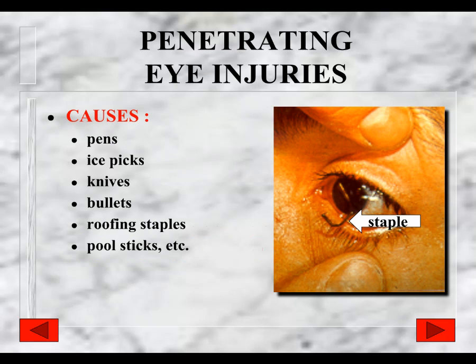Penetrating injuries. I've actually seen not a staple, but a fish hook in an eye. So penetrating injuries are when something actually goes into the eye and causes damage. Once again, we're in a farming community, so we see lots of welding injuries to the eye where slag will get in the eye. But it can be pens, pencils, knives, ice picks, bullets, roofing staples, pool sticks, just pieces of wood. People chopping wood, they'll get wood in their eye. Like I said, slag from welding, all kinds of things. We have all kinds of fish hooks that get into the eye that cause a penetrating injury. Once again, if something is sticking in, we don't pull it out. We always just go and seek medical attention.